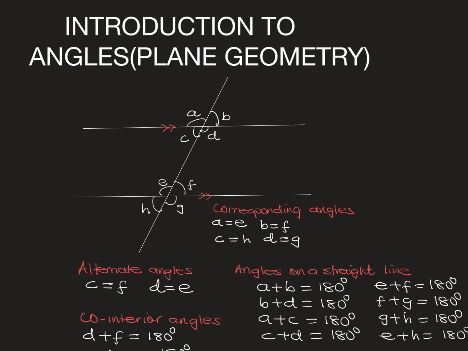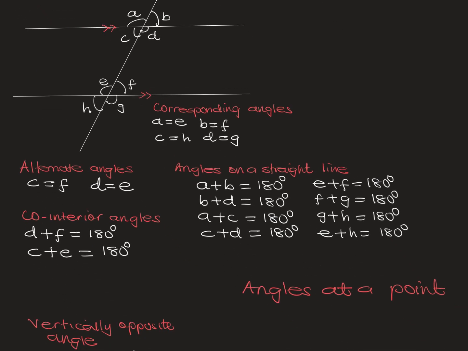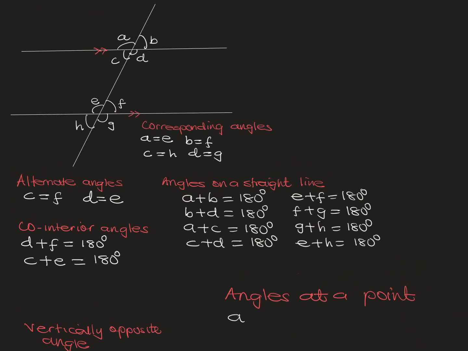So what can we say? A plus B plus C plus D is equal to 360 degrees. And also we can say E plus F plus G plus H is equal to 360 degrees. These are angles at a point.